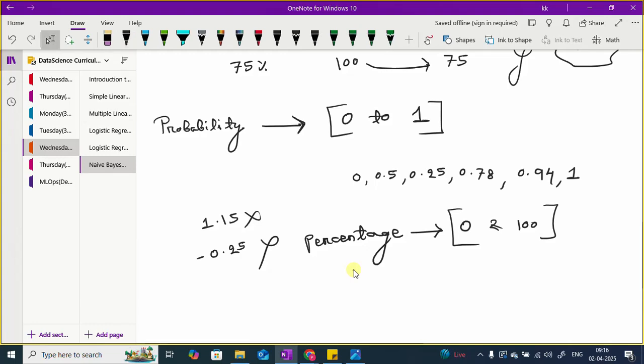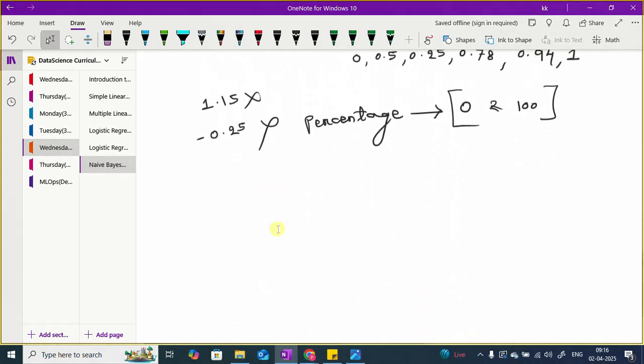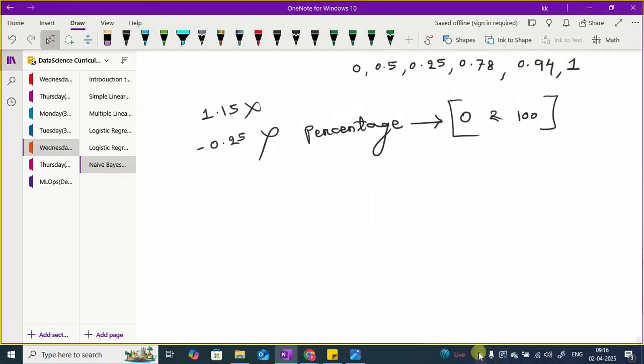Now, whenever I'm telling you the probability, simply finding the probability is fine. Conditional probability means I have to find the probability based upon a certain condition, and that condition will be given. What type of conditions there are, we'll get to know by seeing a problem statement. Till that time, just hold your excitement. Any doubt so far? This is called conditional probability.